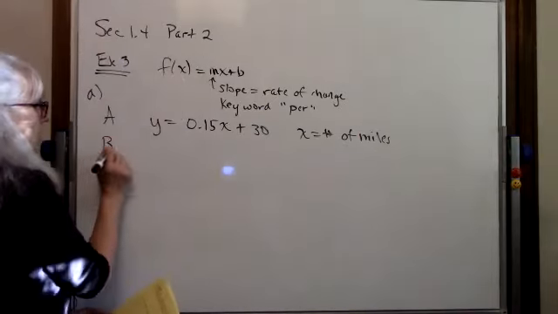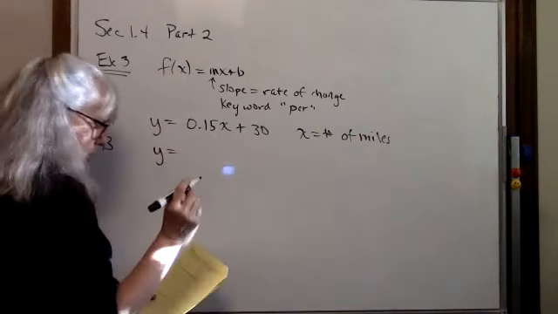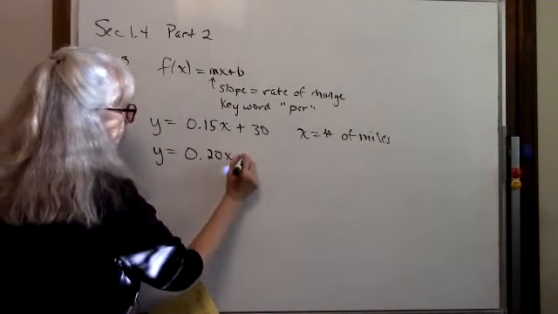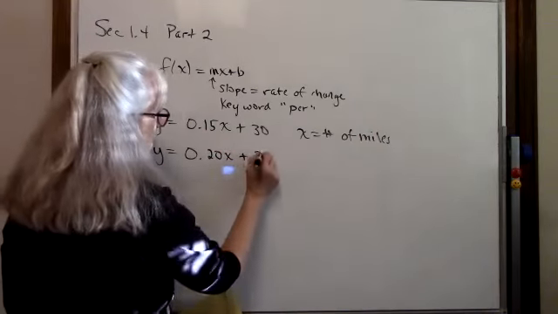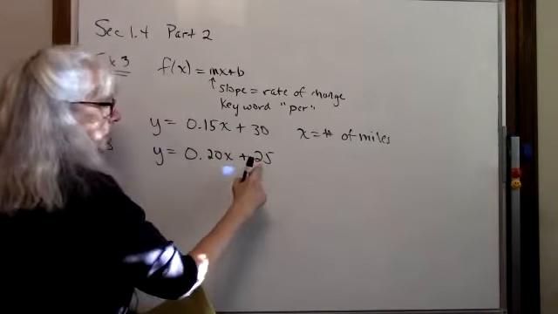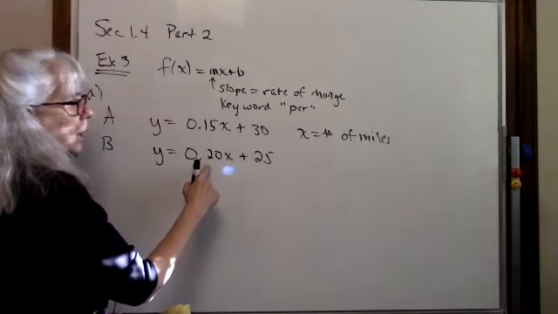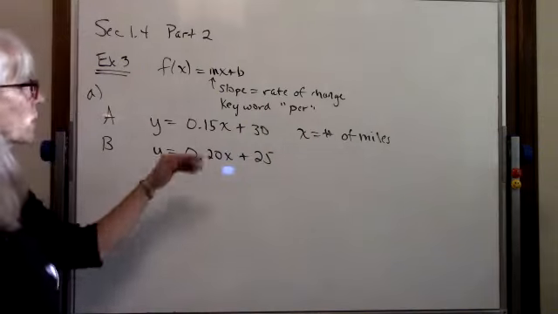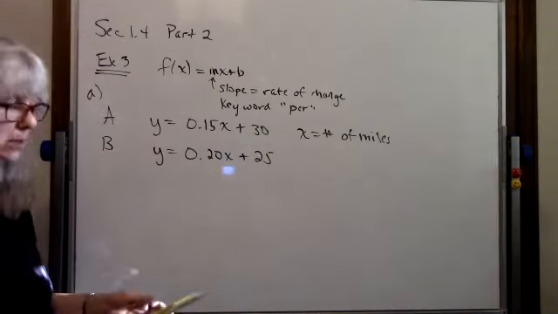For the Basic truck company, we'll write the same kind of equation. This time it's 20 cents a mile, so that would be 0.20x. They're charging $25 a day. So notice they charge less per day, but they're charging more per mile. x is still the number of miles. So that's the answer to part A. There's our two equations, one for Acme and one for Basic.